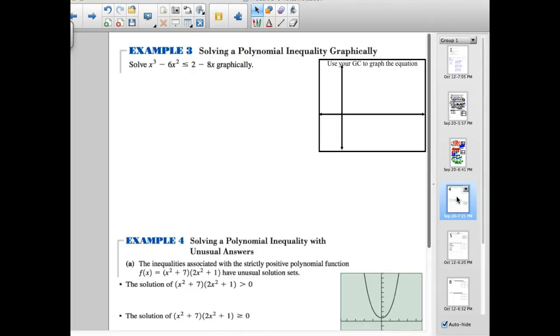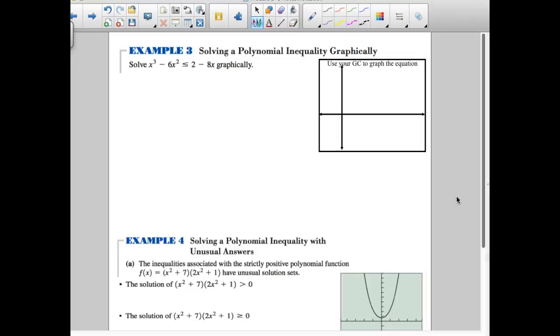All right, this one. It says to solve this one graphically. And right now we don't have one side equal to 0. Could we get that? All right, let's rearrange our polynomial inequality. We've got x cubed minus 6x squared plus 8x minus 2, and we want to be less than or equal to 0. Okay? So go ahead and graph it.